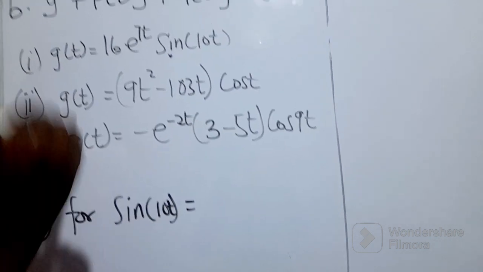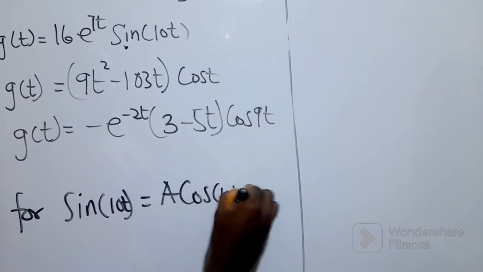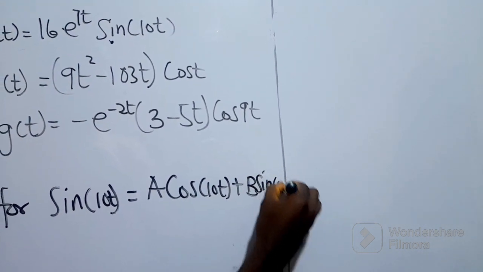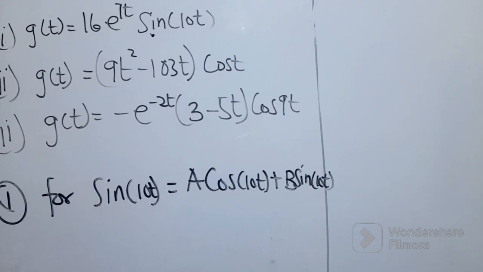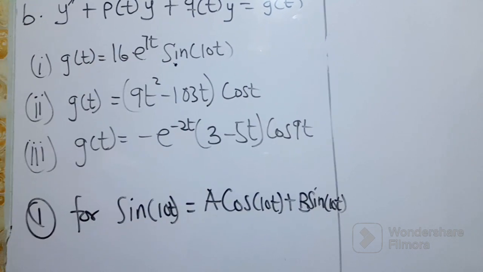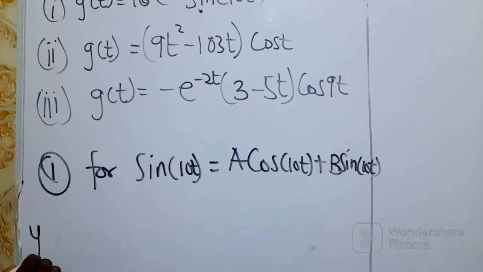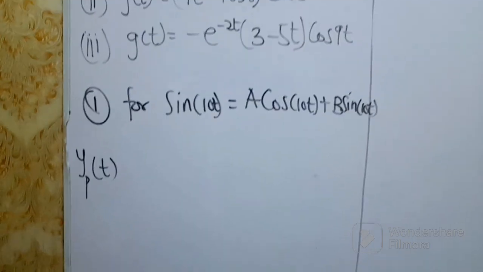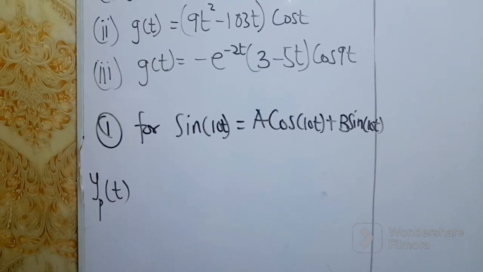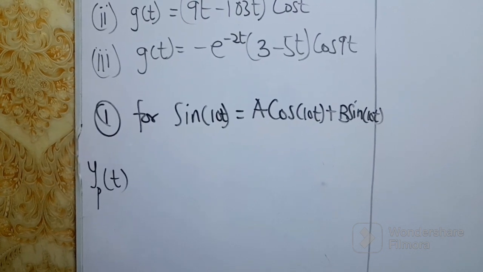the general form, remember, will be a cos 10t plus b sine 10t. That will be the general form of the trigonometric function. Since it has an exponential function, we just multiply it across, leaving the constant. Anything constant, we leave it. So we multiply our e exponent t across it, and that becomes the general solution to the non-homogeneous side.